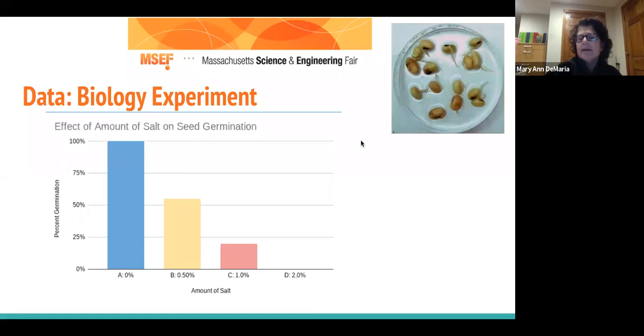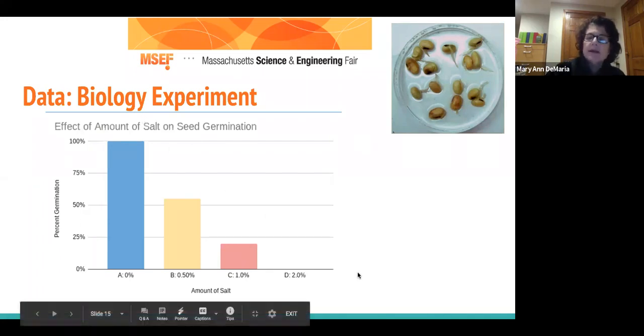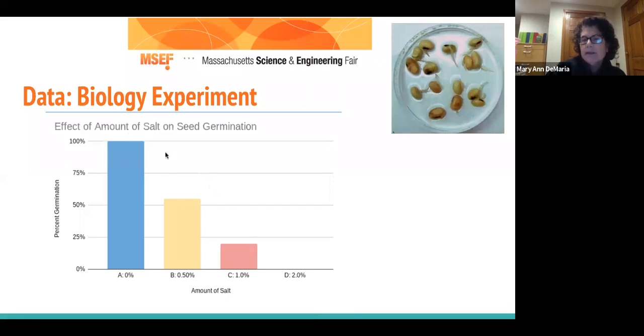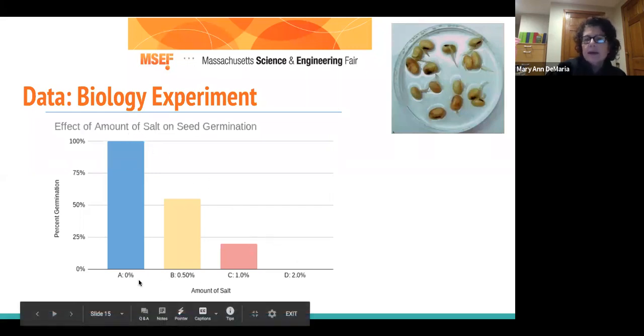Again here, was the hypothesis supported or rejected? Or we could put in a trend line too, and what would that trend line say? It's the same thing, a decreasing trend line. So, you guys finish the sentence: as the amount of salt increases, what happens to the percentage of seeds that germinate?